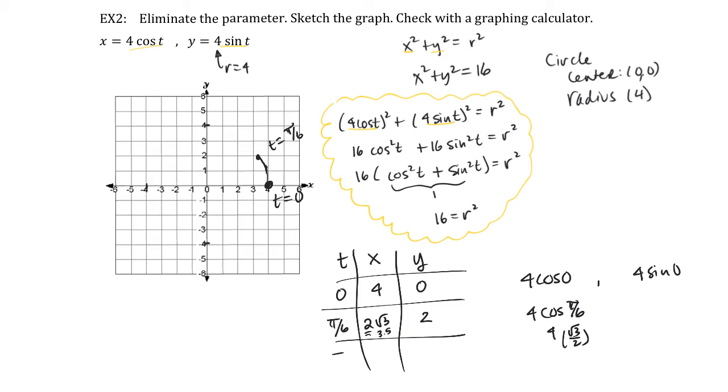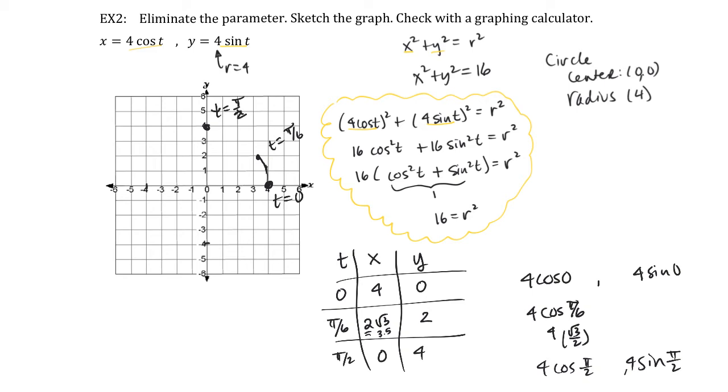Let's see, I'm going to bump over to pi over 2. So we would have 4 times cosine of pi over 2. Well, cosine of pi over 2 is 0, so the x value would be 0. Sine of pi over 2, that's 1. So 4 times sine, that would be 4. So this is at t equals pi over 2.